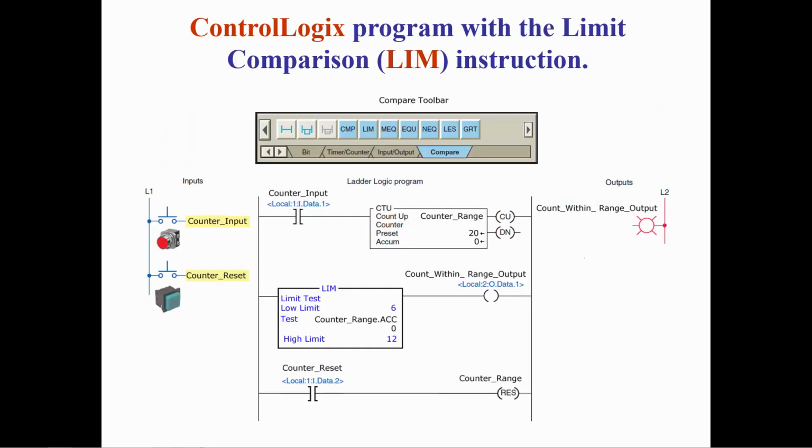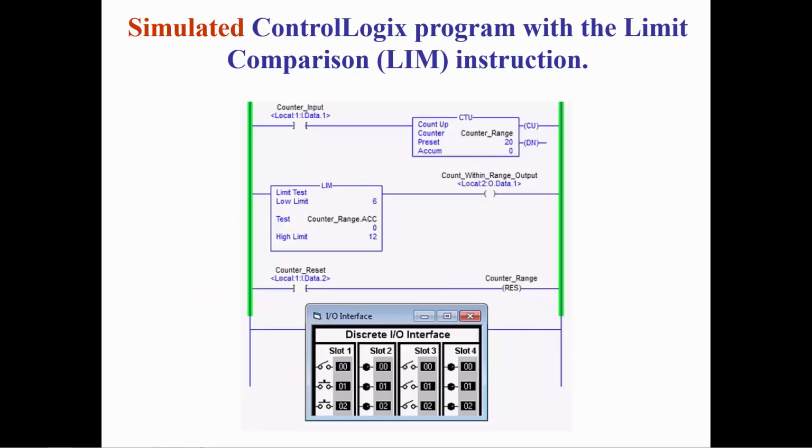ControlLogix also has a LIM instruction. In this example, the value of the low limit is 6 and the value of the high limit is 12. The test value is the accumulated value of the counter, whose address is counter_range.acc. As the accumulated value of the counter is incremented, the instruction will be true when the accumulated value is greater than or equal to 6 and less than or equal to 12, and false at all other times.